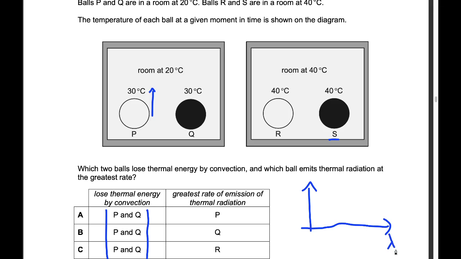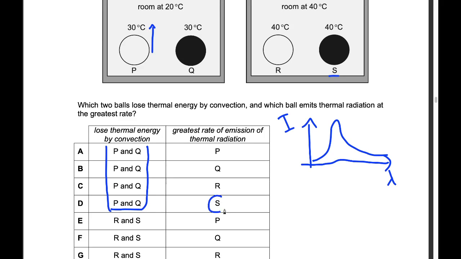So usually this is the sort of black body radiation curve. This would be wavelength, and this would be sort of the intensity of thermal radiation emitted at this temperature, and it always sort of curves up to a point and then flattens out slowly like this. Okay, so the higher the temperature, the higher this curve is going to be, and also the lower the wavelength it's peaked at. So the answer is going to be S here. So the answer is D. Okay.